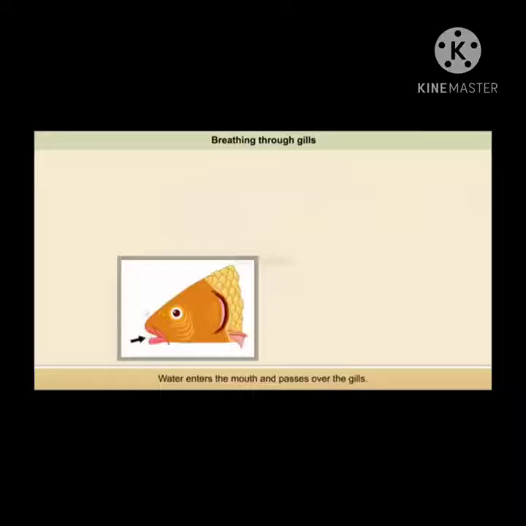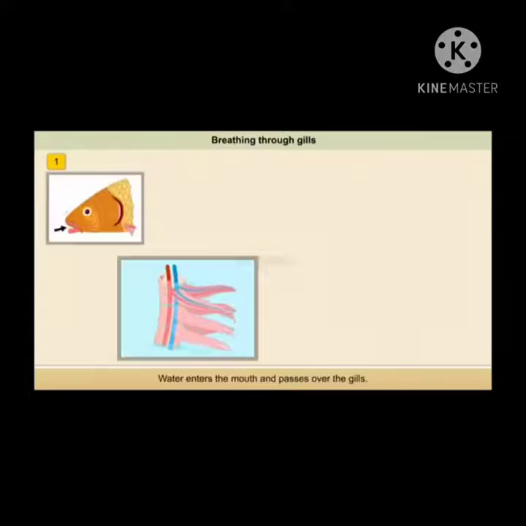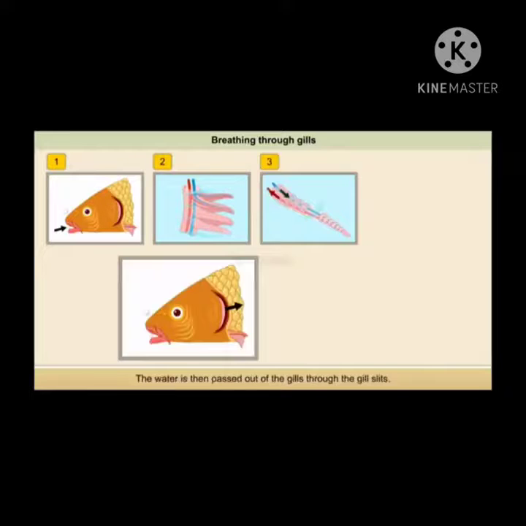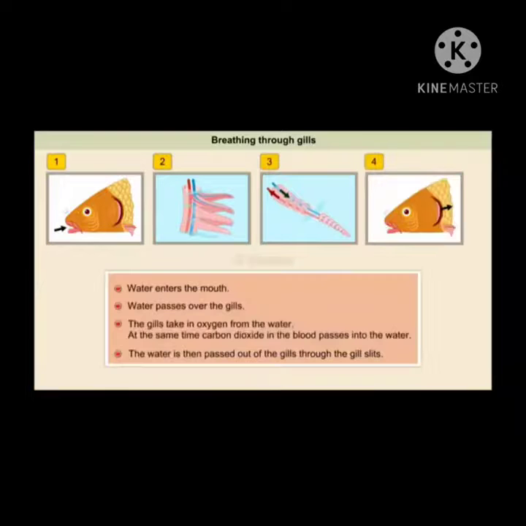Water enters the mouth and passes over the gills. The gills take in oxygen from the water. At the same time, carbon dioxide in the blood passes into the water. The water is then passed out of the gills through the gill slits.